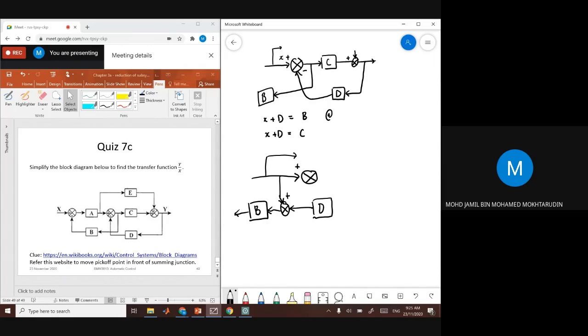Okay, so the first arrangement is X plus D sama dengan B. Oh, sorry, minus. Silap eh. Okay, so X minus D dapat B. Another one is X minus D dapat C. Okay, so dia jadi dua kat sini.